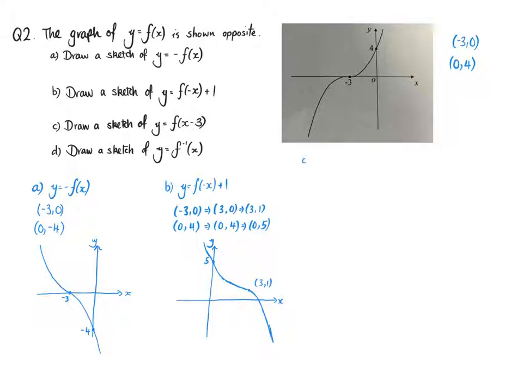So hope I have space for all these. C. We've got to draw y equals f of x minus 3. So we start out with minus 3, 0 and 0, 4.